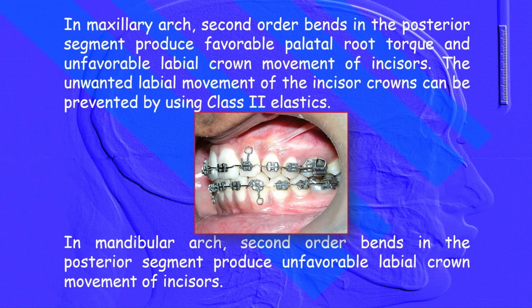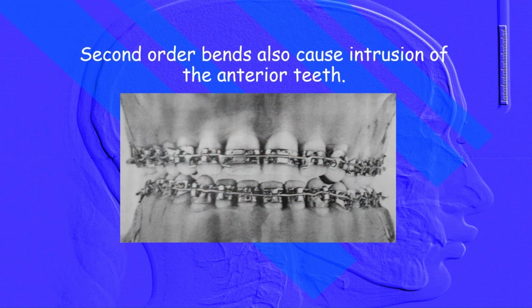Meanwhile, in the mandibular arch, second-order bends in the posterior region produce an unfavorable labial crown movement of incisors. Also, second-order bends in the posterior region cause intrusion of the anterior teeth. This helps in the correction of deep bites. But when the overbite is normal, it may lead to the development of anterior open bite. Thus, anterior box elastics should be used to prevent the development of anterior open bite.